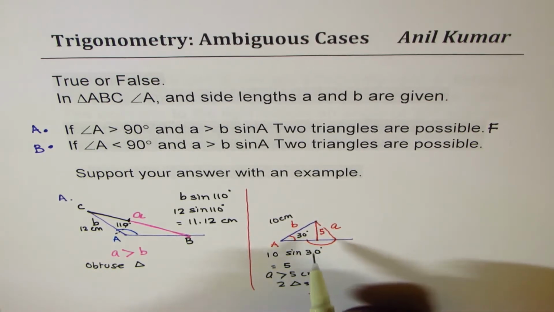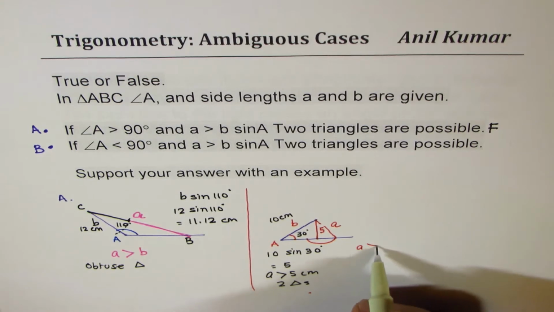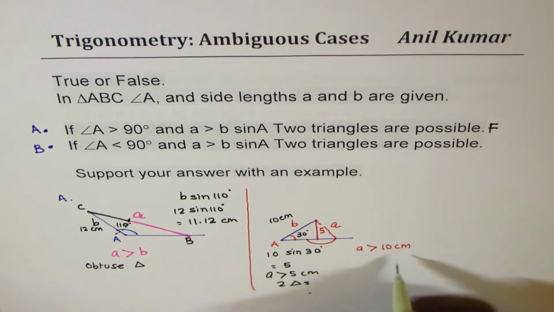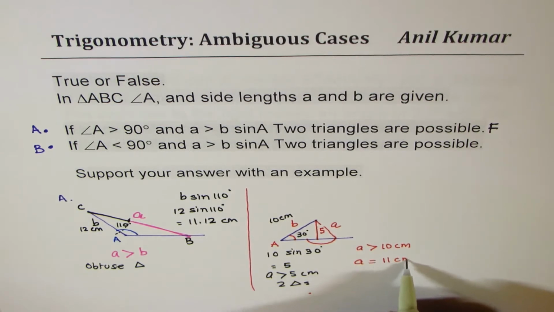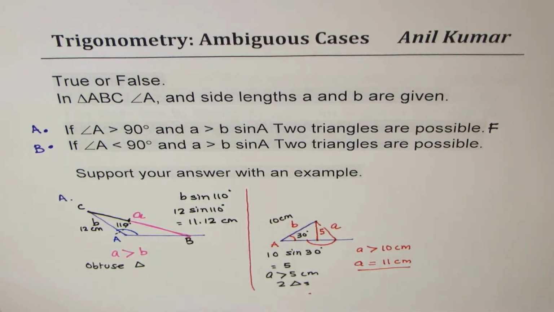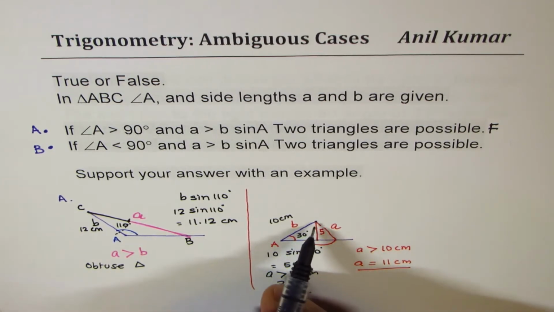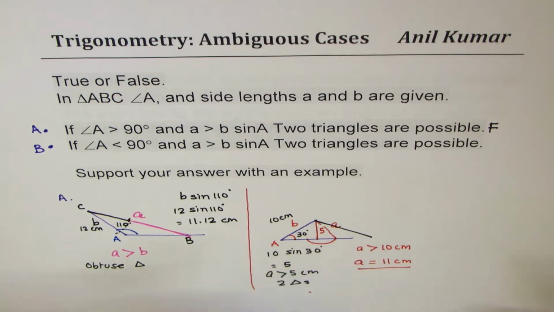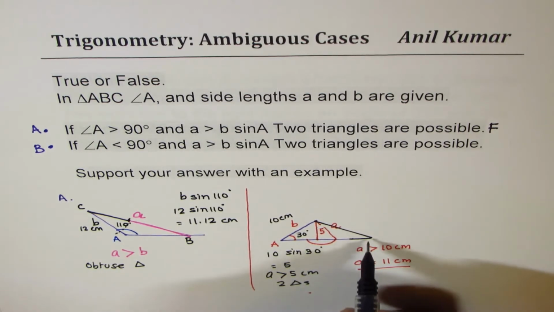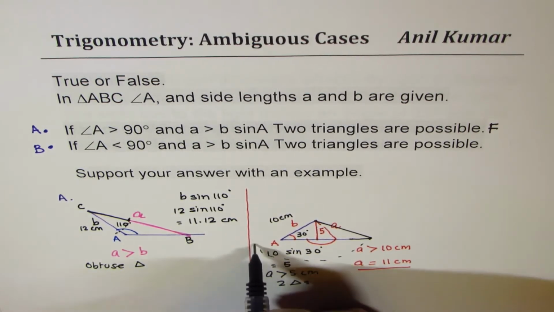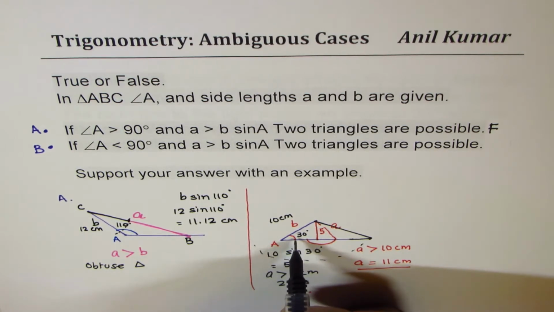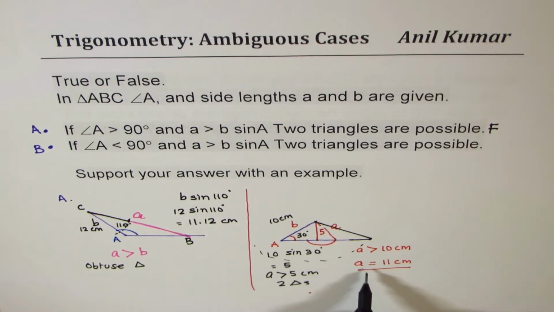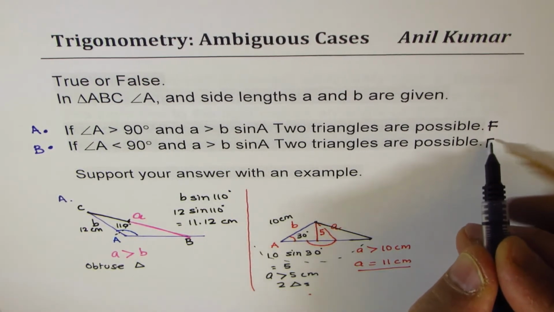That's okay. How about if A is greater than 10 centimeters? For example, if A equals 11 centimeters, then what happens? Well, if A is 11 centimeters, we could have a triangle kind of like this. Do you see that? And if I go like this all the way, the angle becomes obtuse and not acute. Perfect. And therefore, this statement is also false.